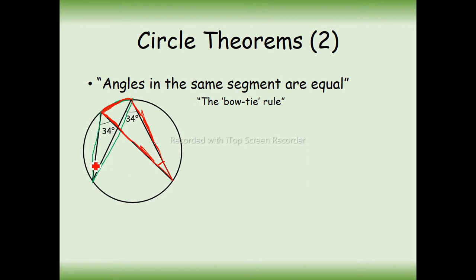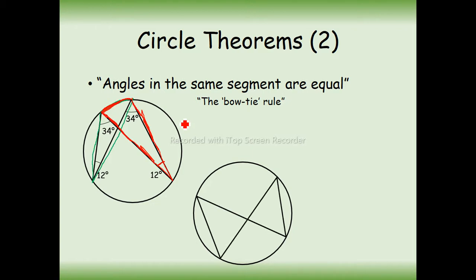Yes. So if this is 12 degrees, what would this be? 12. That's the theorem: angles in the same segment are equal. This is the minor segment, and this one would be the major segment. All right, so let's look at another one. We have these two, and now those two.